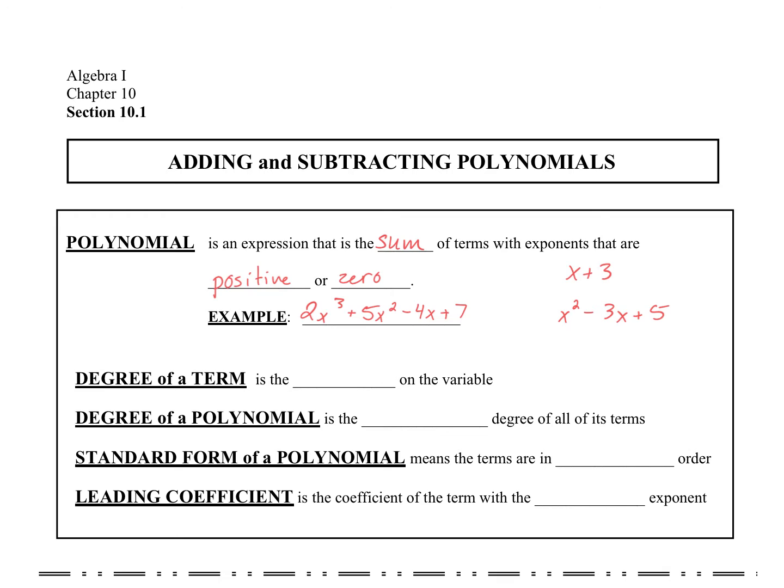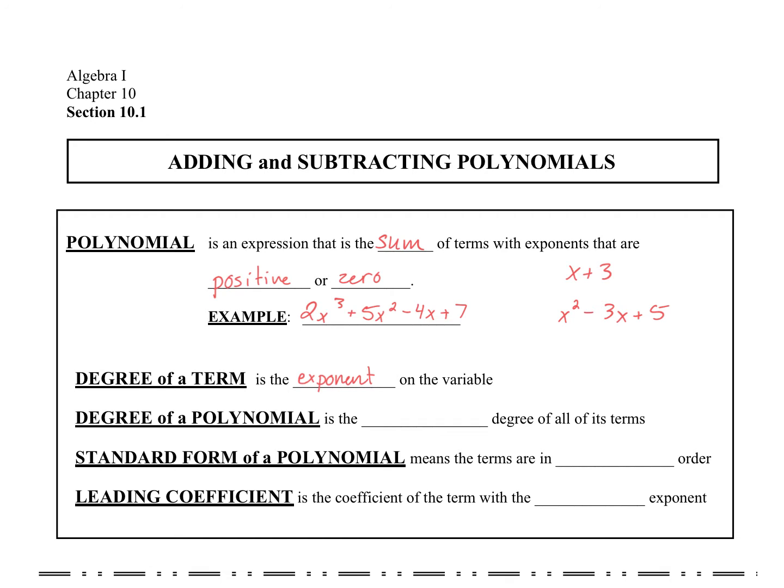Okay, so these are things that we've seen before, the things that we're familiar with, and all we're going to be doing in this section is adding and subtracting. There's a few other things that we need to define before we move on, and one of them is the degree of a term. The degree is just the exponent on the variable. So let's look at the example that I wrote up above here.